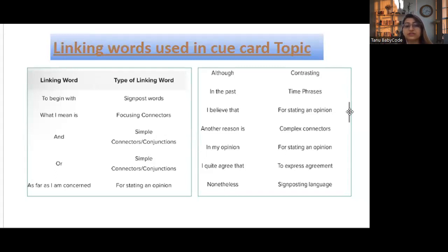To begin with, it's a signpost word. That means he's beginning his talk. What I mean is he's using a focusing connector, and means a simple connector, a conjunction, or again it's a connector. As far as I'm concerned, he's talking about his opinion. In the past is a time phrase. I believe that is again an opinion. Another reason is a complex connector, in my opinion, is stating an opinion. I quite agree, expressing an agreement, nonetheless, is signposting language. So you can see how your words are connected.